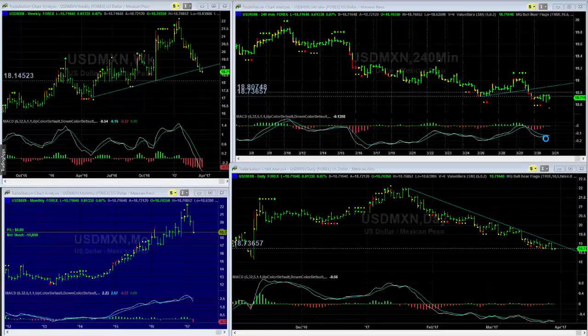And finally, in the dollar peso, we are trying to move lower, looking rather neutral on the daily, but more bearish with a little steam being lost on the 240, and that's on a break of the weekly trend line, as you can see here. So let's see what happens. See if it can break through that 18.73657 and run a little bit lower.